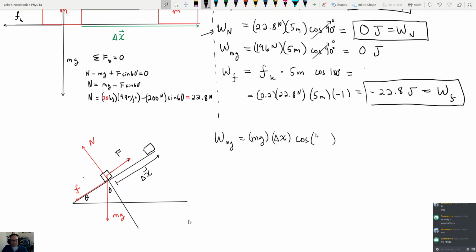Yep, 90 plus theta, that's exactly right. It'd be 90 plus theta, because it's 90 degrees there, plus the theta, and it's that whole angle that is the angle between the displacement and the weight. Now let me ask you this before you actually calculate this. Is this going to be positive or negative?